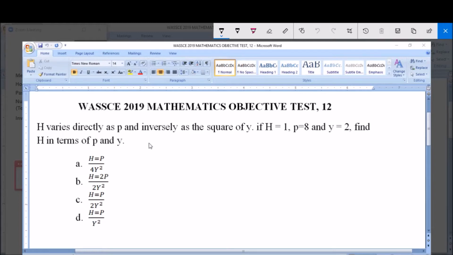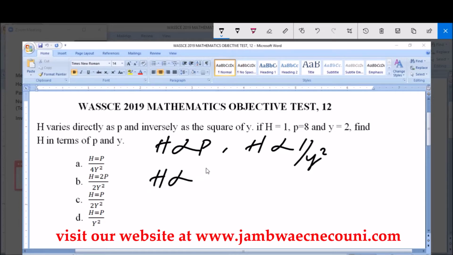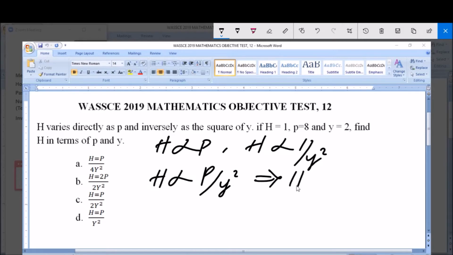So, h varies what? Directly as p, and h varies inversely as the square of y, and this is what it means. So it's the same thing as saying you can join both equations. You say h varies directly as p and inversely as the square of y, hence h equals kp over y squared, where k is the constant of proportionality, and y is the y that was given to us here.